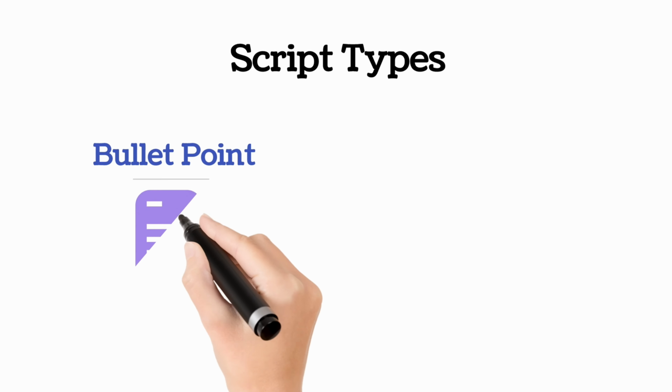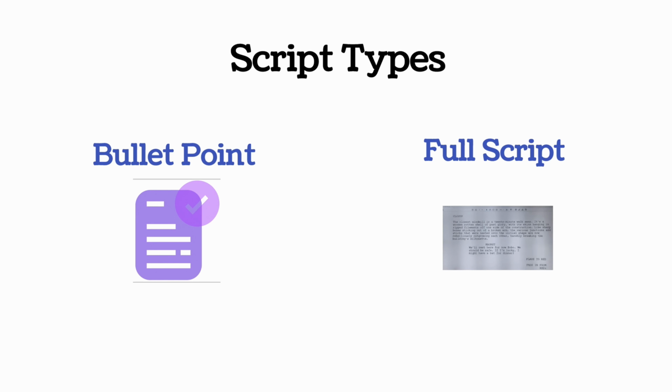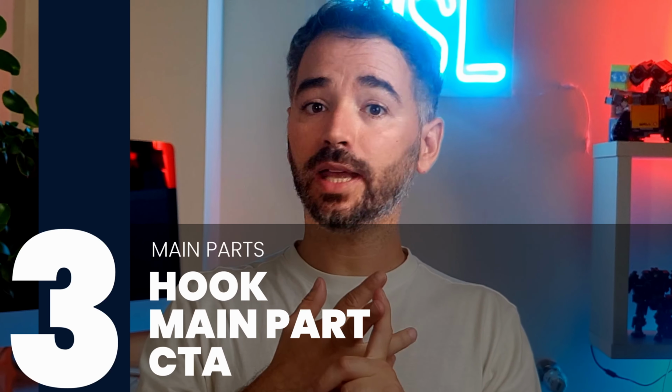This tool is built with full scripts in mind, but you can use it for bullet points too. As you might know, or if you don't, check out my video on YouTube scripting. There are two main script types. Full script, where basically you write everything you are going to say, and bullet points, where you jot down key ideas and talk freely based on those points. But whichever style you choose, you will always need three main things: a hook, a main part, and a call to action, or CTA. These are the pillars this tool is built on, with extra features to make everything smoother.